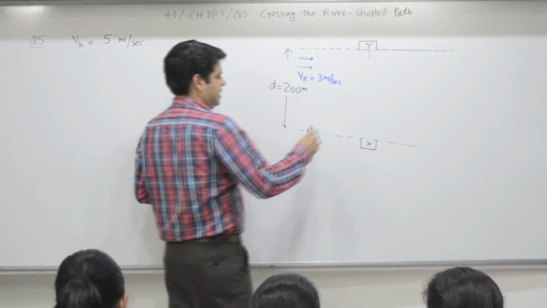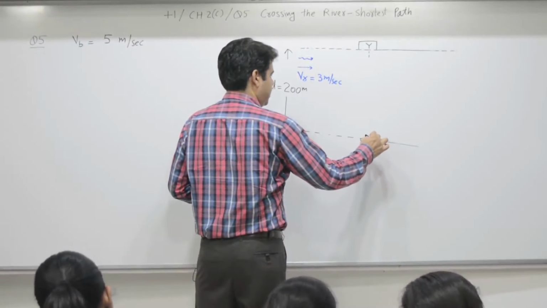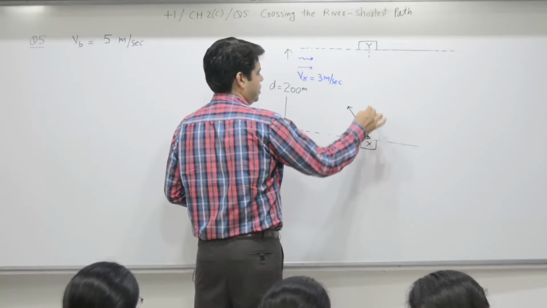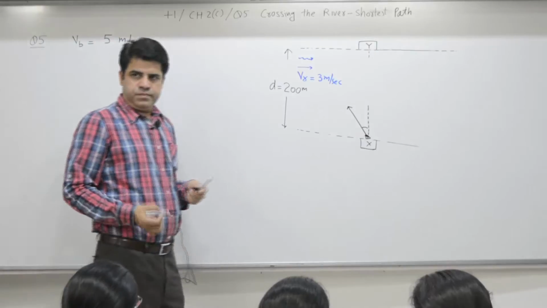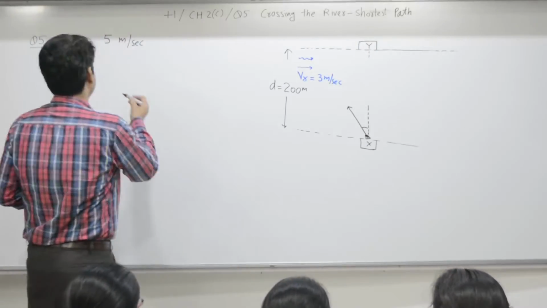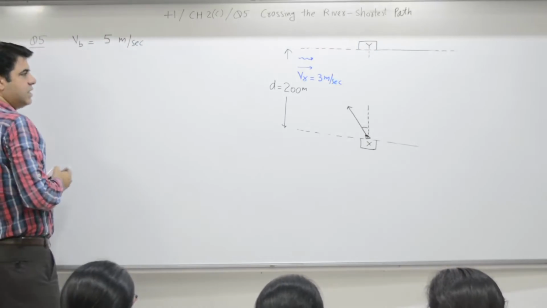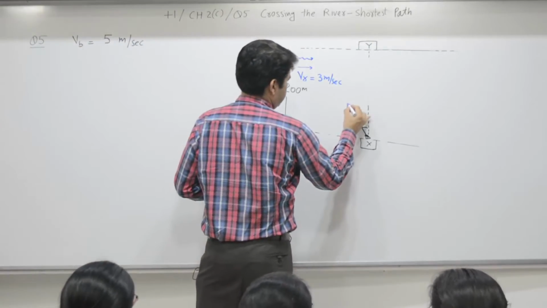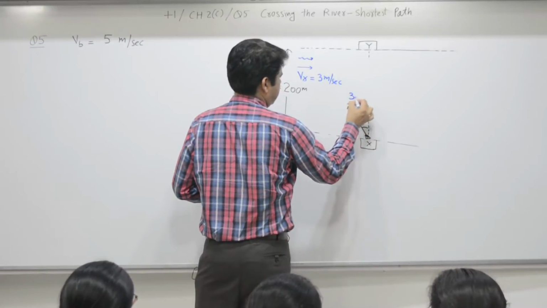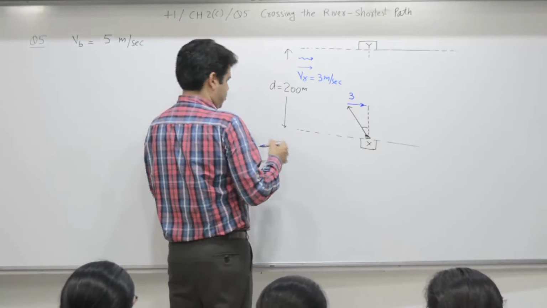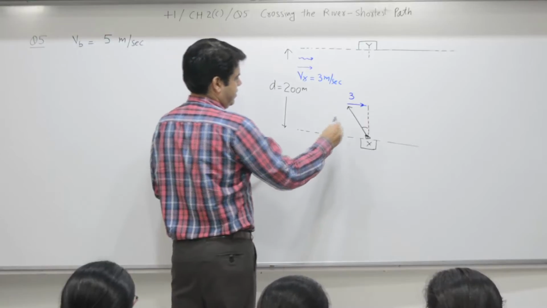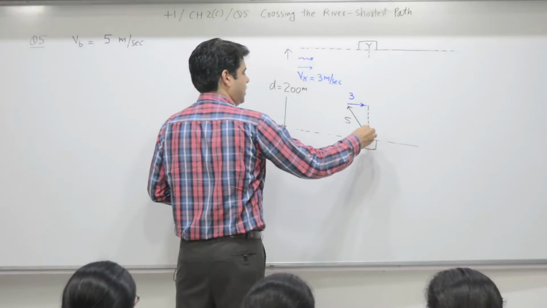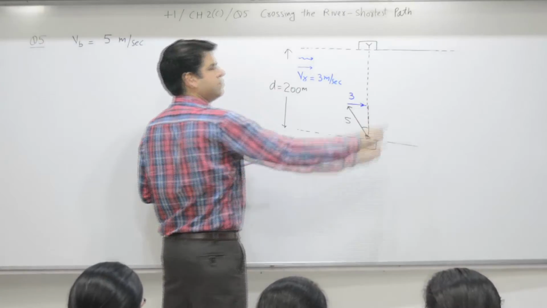How to go about it? In this case, the person will move along some direction. We don't know this angle theta. But we know this value. Vb is equal to what? 5 meter per second. And the river moves with 3 meter per second. So this value is 5, this is 3, such that the resultant should be along this line.